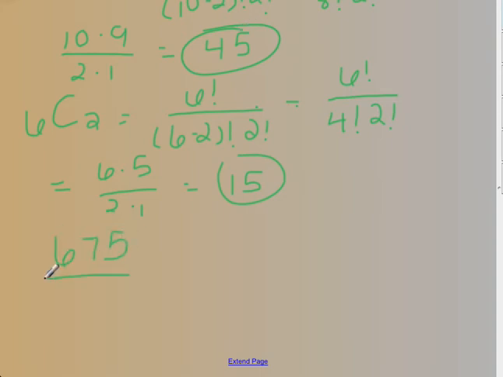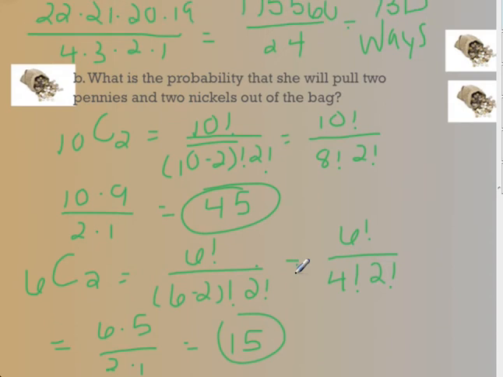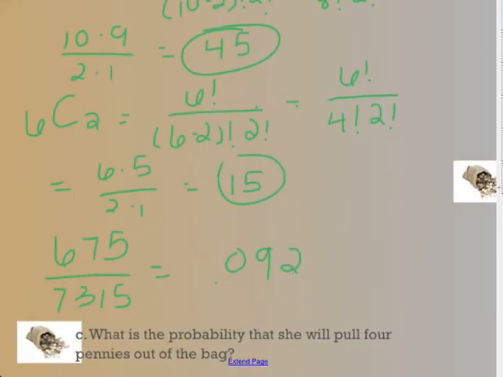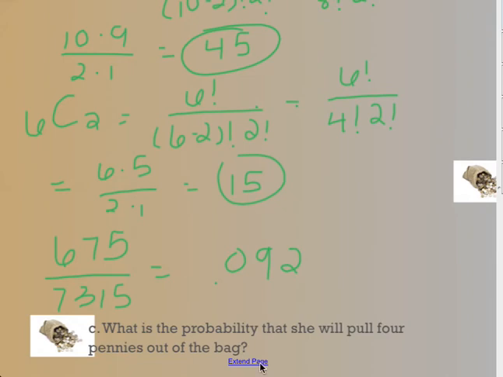And we need to take that and divide it by our total. Now our total is 7,315. And when you divide that out, you end up getting 0.092. Okay, so next, let's go ahead and take a look at this next problem here. And I'm just going to bring this one on down while I'm at it. So let's take a look at part C. What is the probability that she'll pull 4 pennies out of the bag?